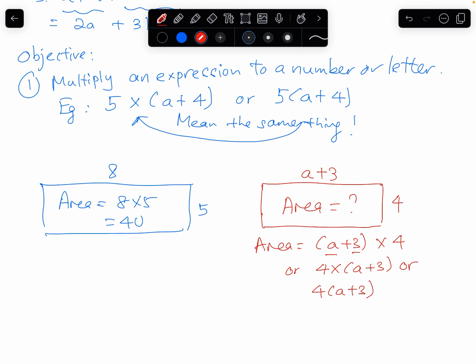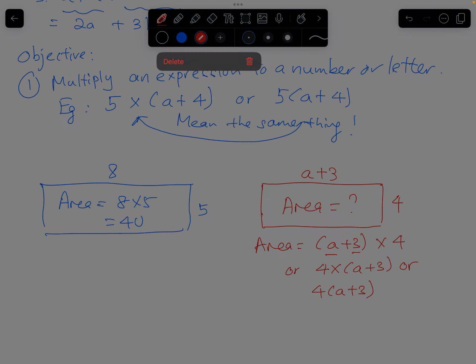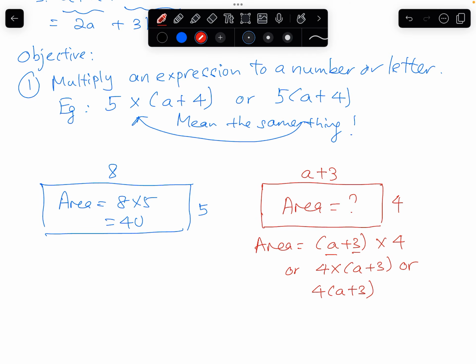But what is not acceptable would look something like this. And some of you might be very guilty of doing this in the foreseeable future. Okay, so I'm going to put a little cross here. What you should not do, I'll put a little cross here. You should not do this. Don't write it like that.